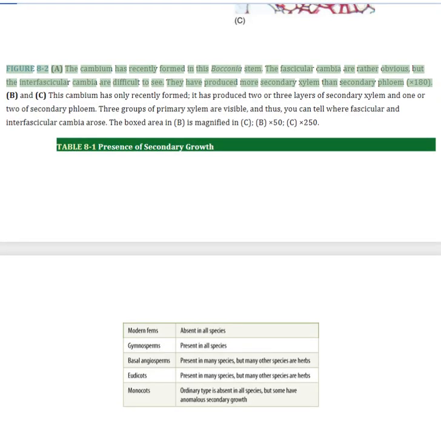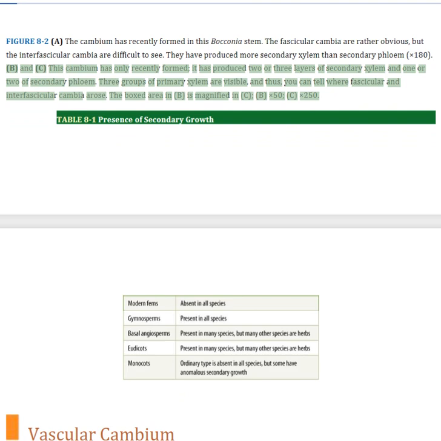Figure 8.2. The cambium has recently formed in this Bacconia stem. The fascicular cambia are rather obvious, but the interfascicular cambia are difficult to see. They have produced more secondary xylem than secondary phloem. And this cambium has only recently formed. It has produced 2 or 3 layers of secondary xylem and 1 or 2 of secondary phloem. 3 groups of primary xylem are visible, and thus, you can tell where fascicular and interfascicular cambia arose. The boxed area is magnified in the next figure.